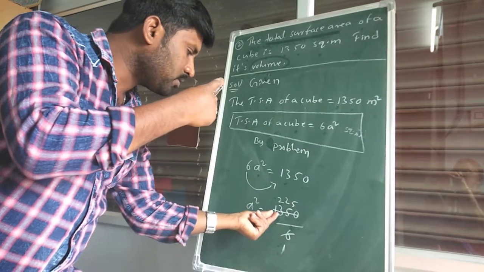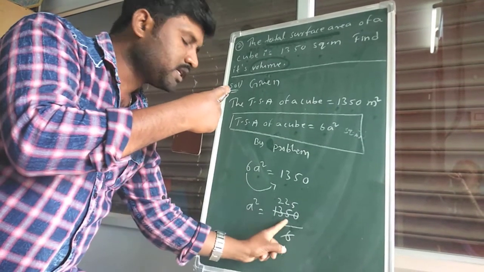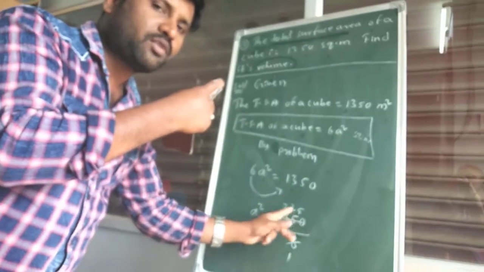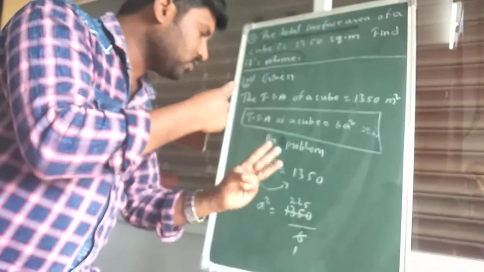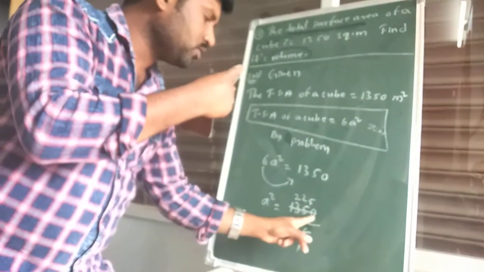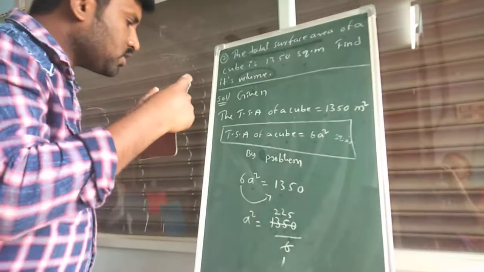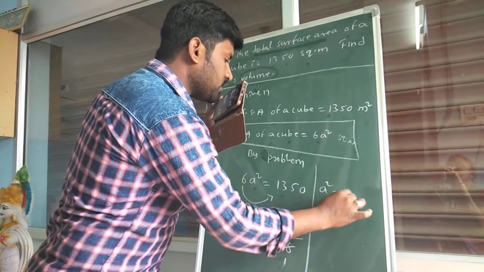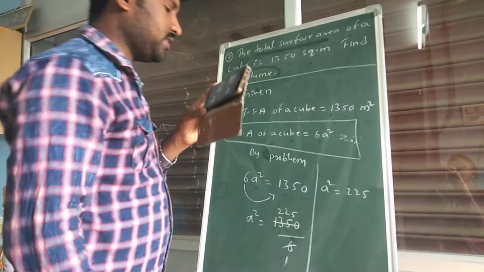From 13, subtracting 12 leaves 1. Beside number is 5, that is 15. Again 6 twos are 12. From 15, subtracting 12 leaves 3. Beside number is 0. Then 6 fives are 30. So we are getting a square is equal to 225.